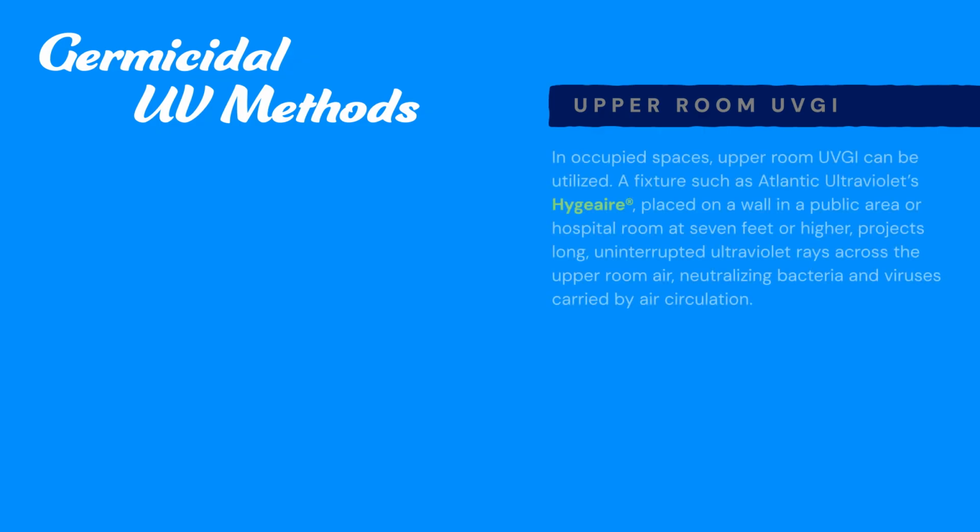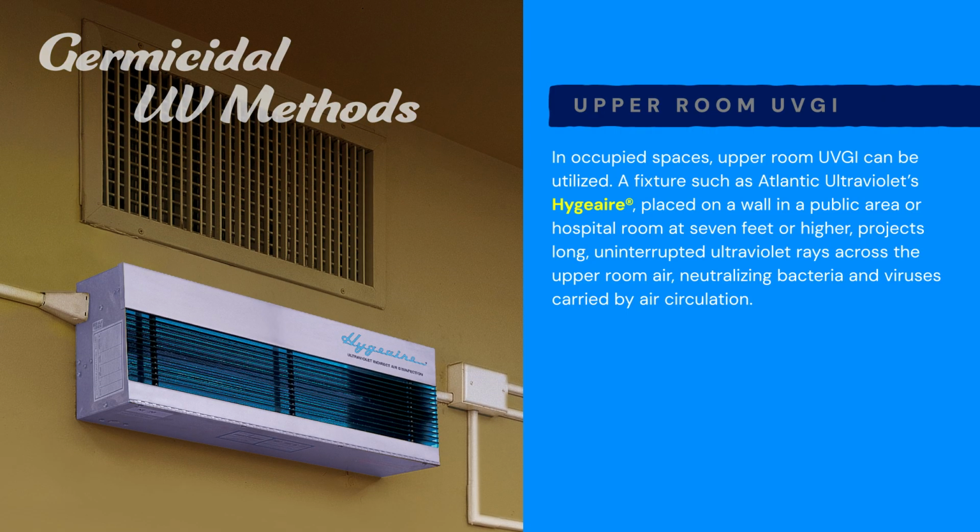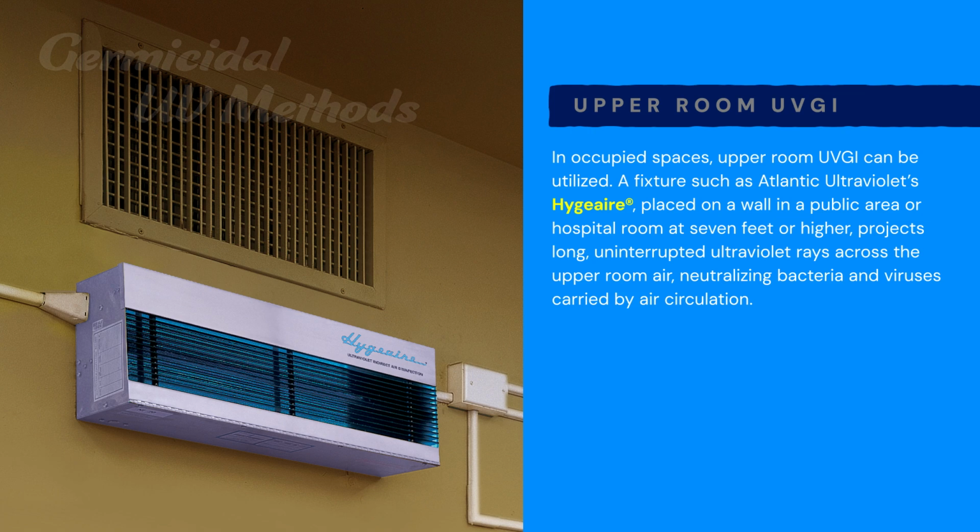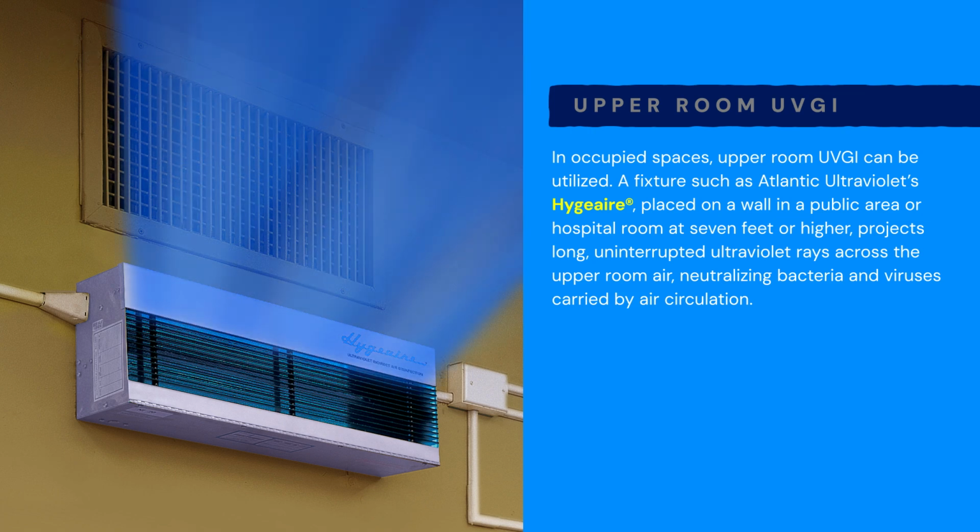Germicidal UV methods. Upper room UVGI. In occupied spaces, upper room UVGI can be utilized. A fixture, such as Atlantic Ultraviolet's Hygiair, placed on a wall in a public area or hospital room at 7 feet or higher, projects long, uninterrupted ultraviolet rays across the upper room air, neutralizing bacteria and viruses carried by air circulation.